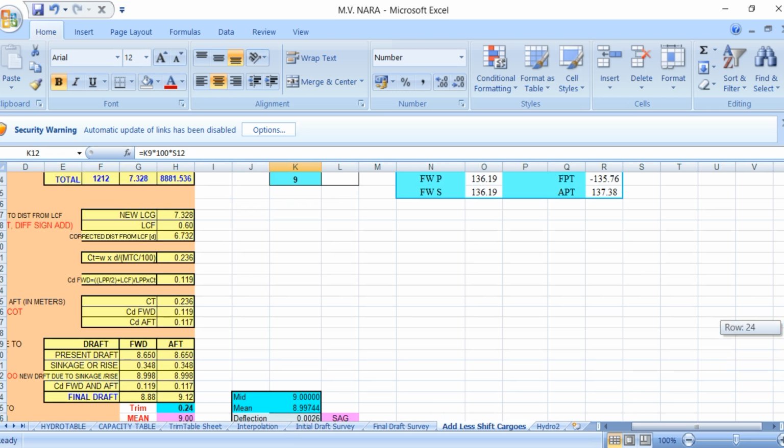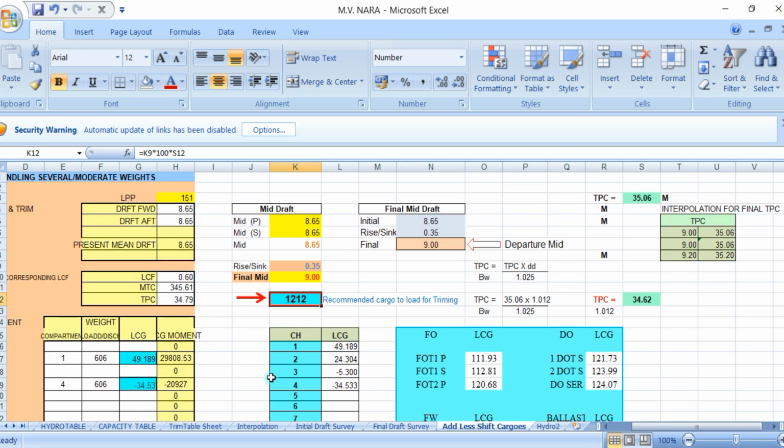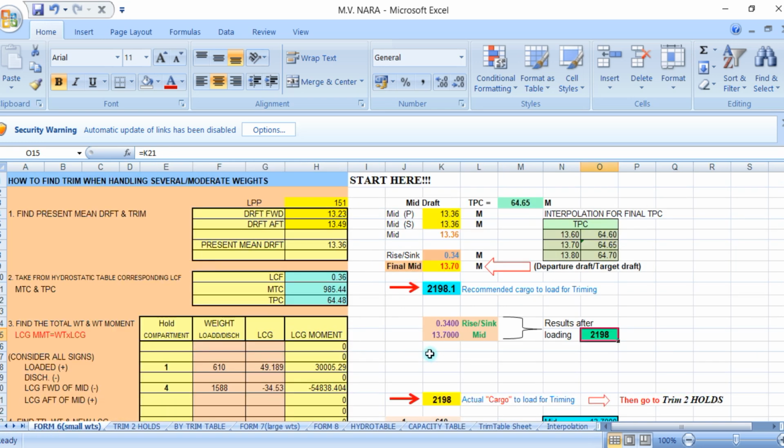Okay, in actual practice, this is what we do. Let's say after loading you're going out to have a trimming hold. Trimming hold is 1 and 4 and you have to stop because you want to know how much cargo you're going to load for trimming.